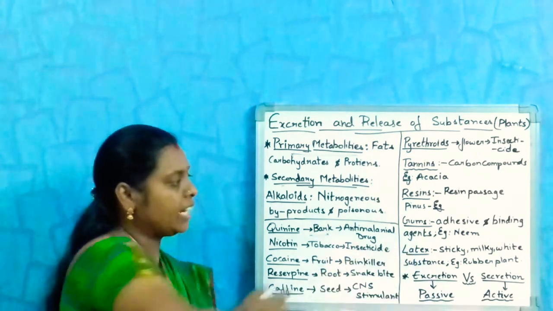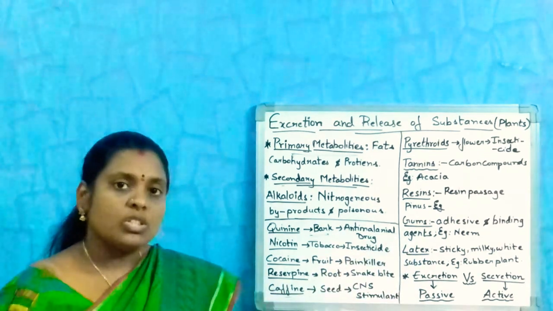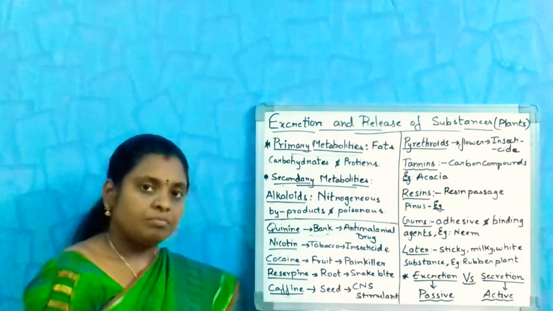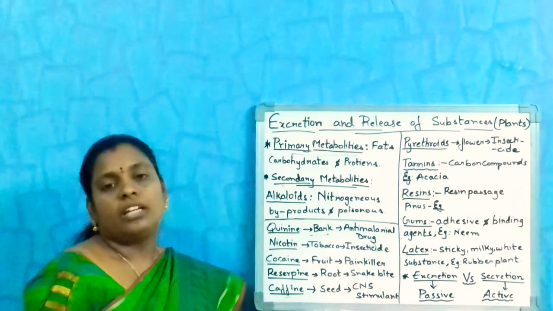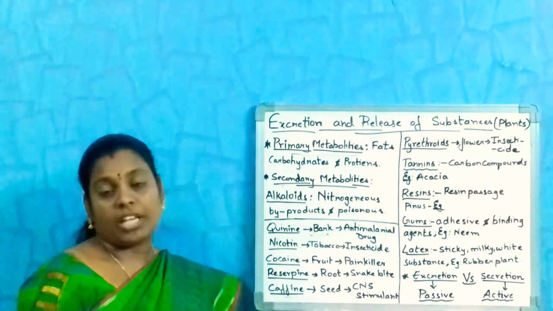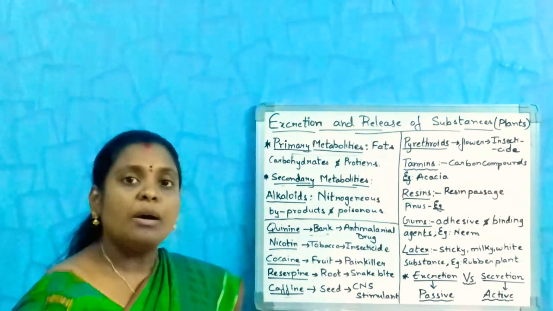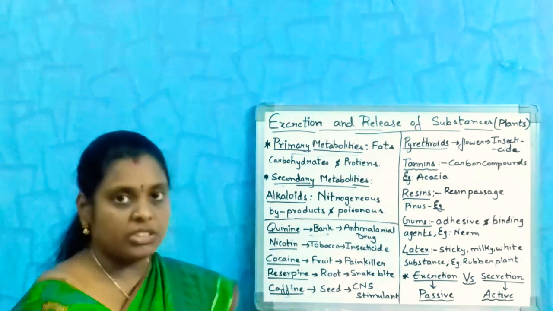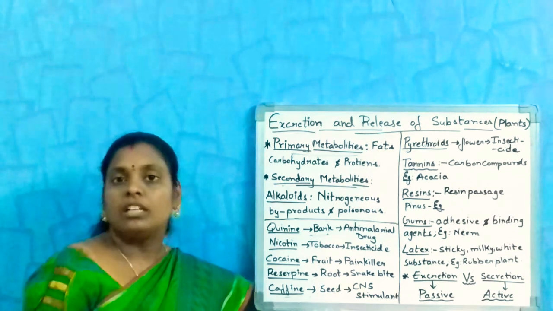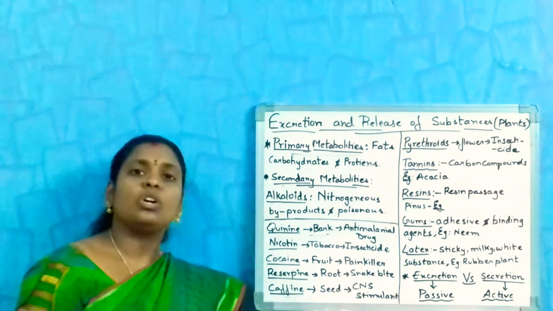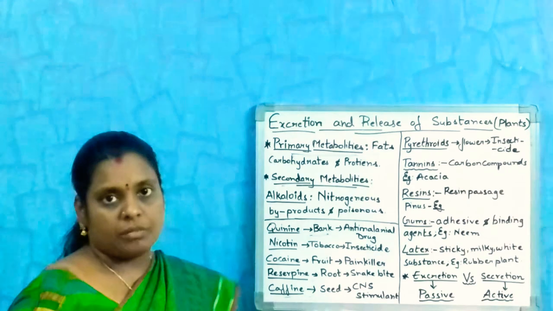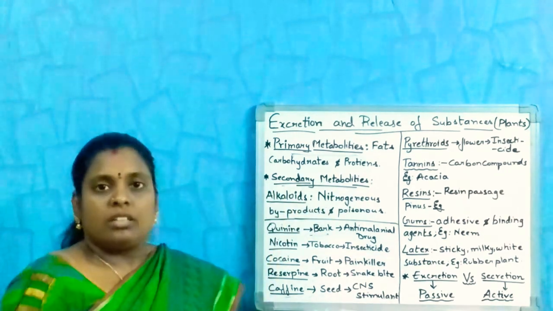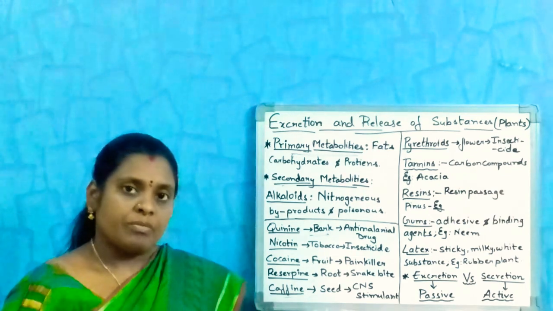Next one is the latex. It is also a sticky milky white substance extracted from the Hevea brasiliensis. An example plant is the Hevea brasiliensis, which is nothing but the rubber plant. The general term we use is rubber plant. It is used to extract rubber. So these are some secondary metabolites.